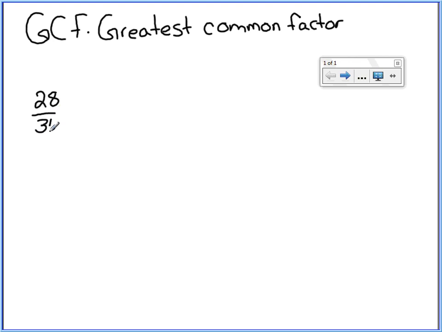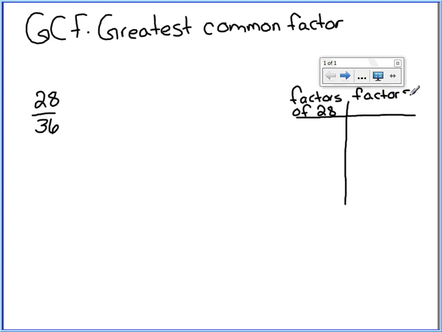28/36. We need to check to see if we can reduce this fraction or write it in simplest terms. The first thing I'm going to do is I'm going to figure out all the factors of 28. Now, if you know your multiplication facts, this should be simple. And then I also need to list the factors of 36.